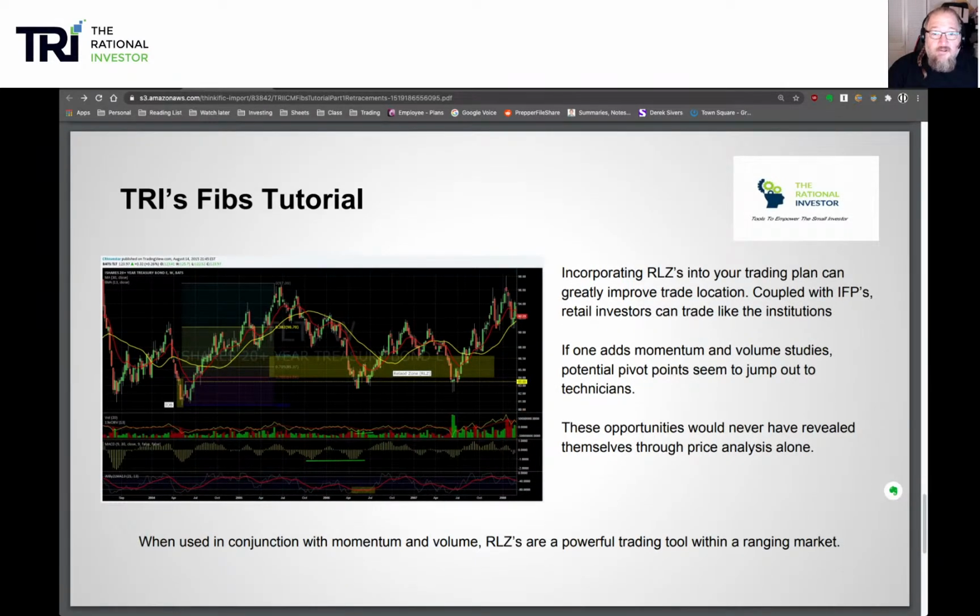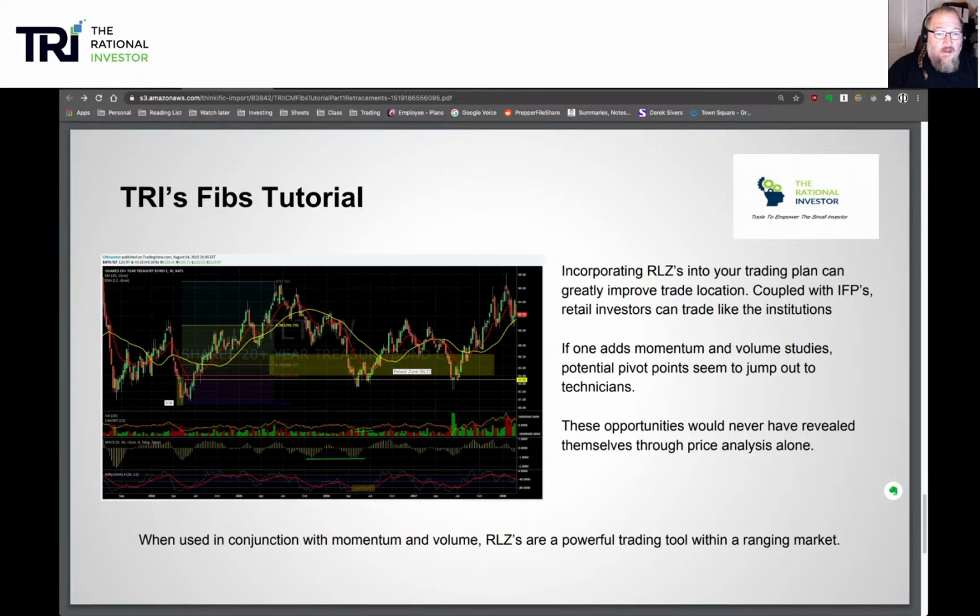So incorporating reload zones into your trading plan can greatly improve your trade location. Absolutely, can greatly improve your win ratio. And when coupled with IFPs, you can trade like the institutions trade. You can understand where they've put in their orders that are going to establish the tops and bottoms, and you can trade accordingly. Okay. Once you add momentum and volume studies, those pivots really jump out, right? You will be able to identify those pivots pretty well. Just right now, you don't have a lot of tools to do that, but we're going to be learning that in this course in the next few weeks.